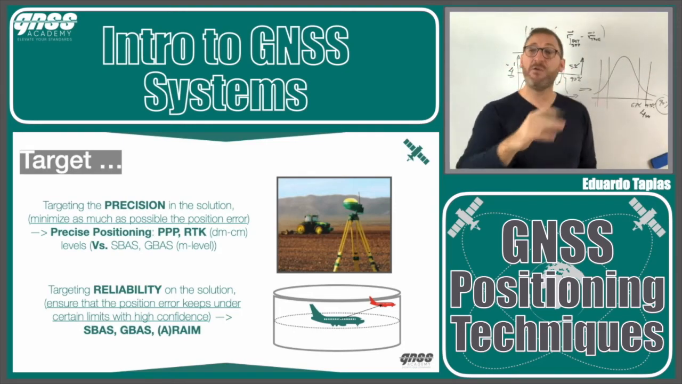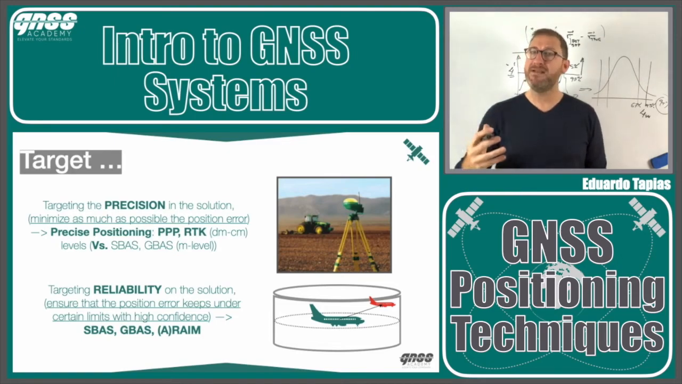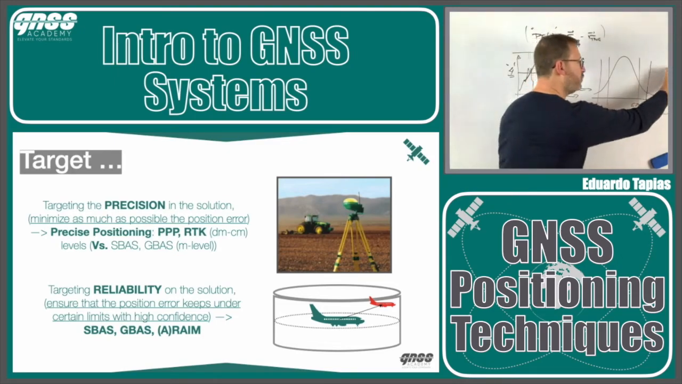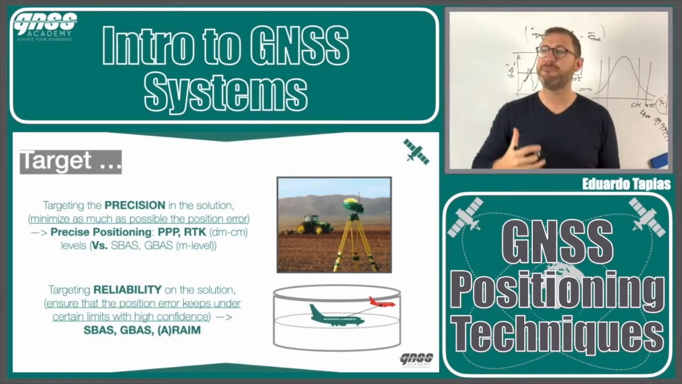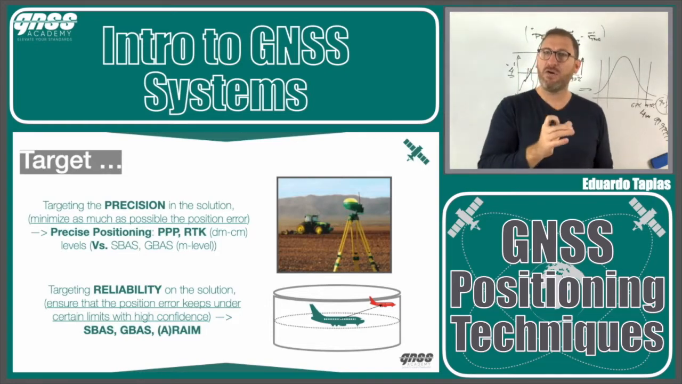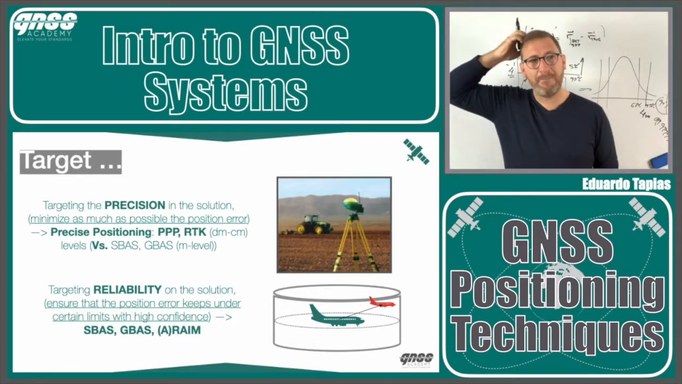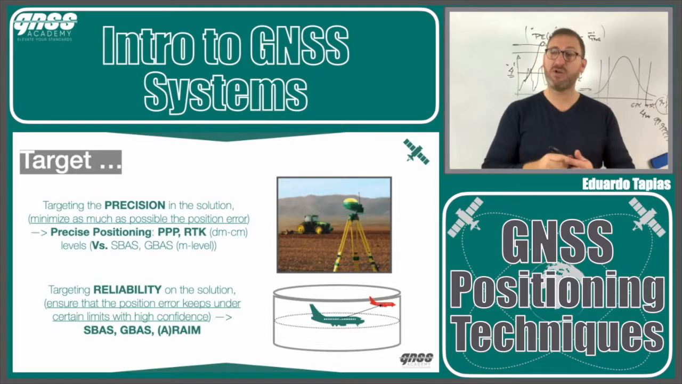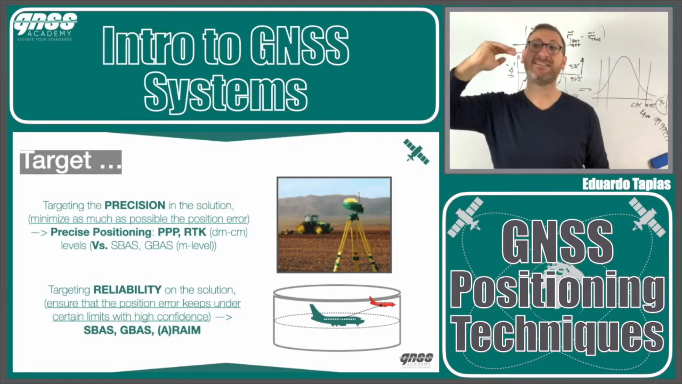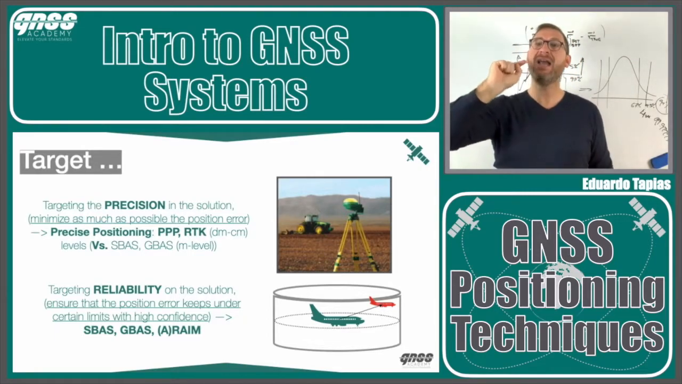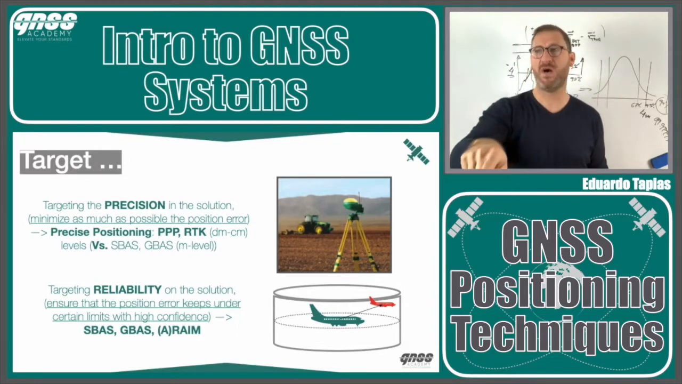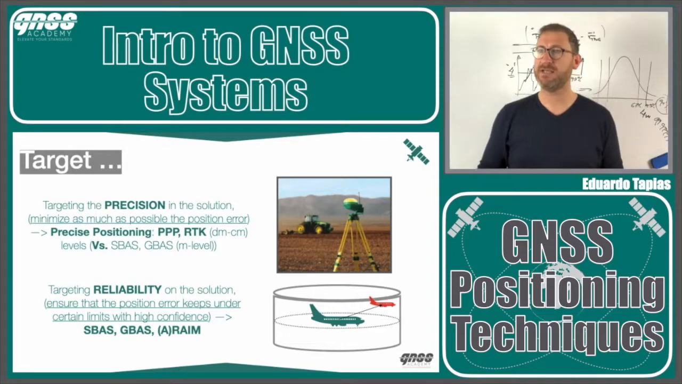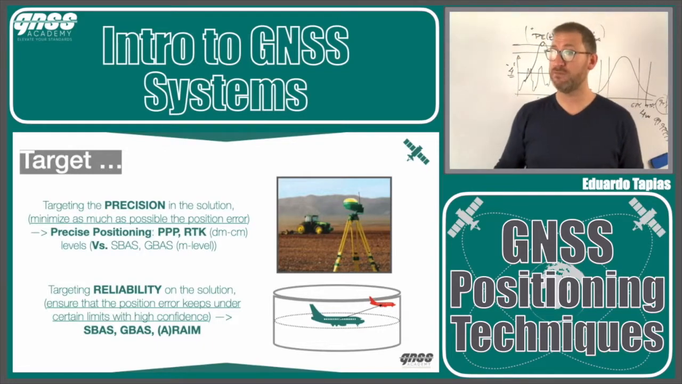Then giving reliability to my system means to have more confidence. It means to go to, for example, 99.99999%. This is to give confidence, to give an error bound with a very, very high percentile. If the position error exceeds certain limits, it's with a very low probability, but if it exceeds, I will let you know as well. This is a reliable system. Yes? An integrity system, like EGNOS for safety critical applications.